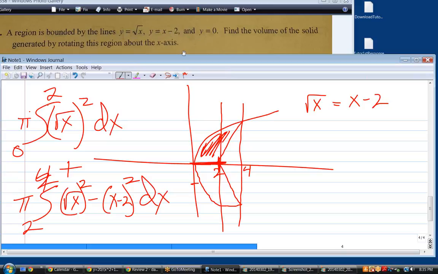So I'm not sure how you do it all in one step, to be honest, even if you used washers the whole way, the inside radius changes from 0 to 2 than what it is from 2 to 4. Yeah, she just did it. She figured out the same exact thing, so the same set. Okay. It was one step.